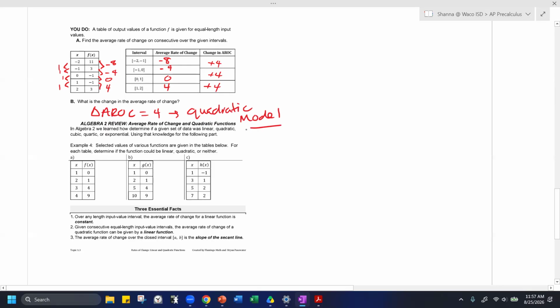Okay, so we're going to go back to Algebra 2. In Algebra 2, we learned about average rate of change. We determined whether something was linear, quadratic, cubic, quartic, or exponential using knowledge of the following part.